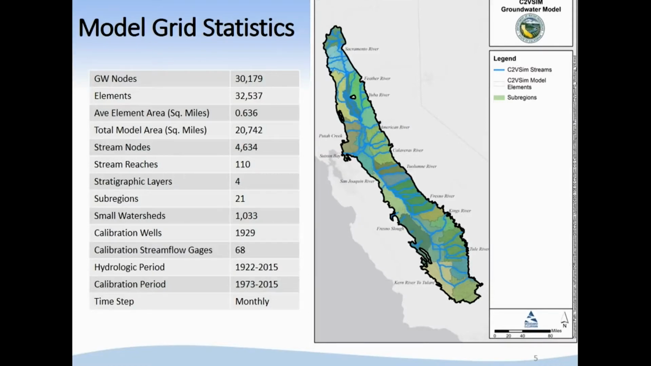For the calibration of the model, we are using a little more than 1,900 wells and their historic records. For the stream gauges, we are using around 68 stream gauges. The hydrologic period for the model is from 1922 to 2015, and we believe this is going to provide a really good hydrologic period for baseline analysis as well. The calibration period is going to be from 1973 to 2015, and the model is running in a monthly time step right now.